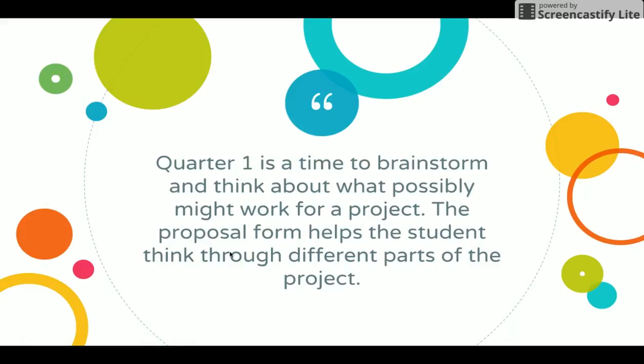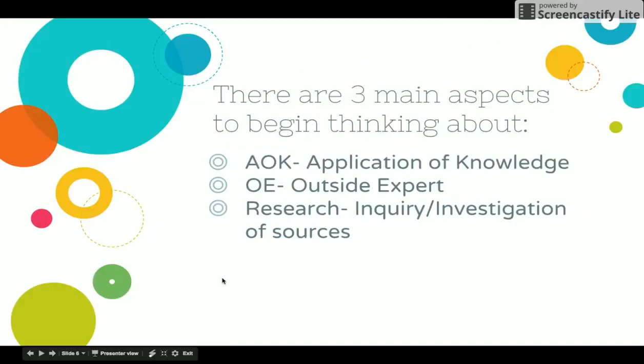The proposal form helps students think through different parts of the project. So in terms of the aspects of the project that we want you to think through, there's three key ones that we think are essential for a good project, and they are the AOK, the OE, and research. Knowing what it is you're going to do, knowing who might be around to help you with that project and whether or not finding that person's going to be possible, and certainly whether or not there are enough resources out there to educate you on all the content necessary to have a good project.